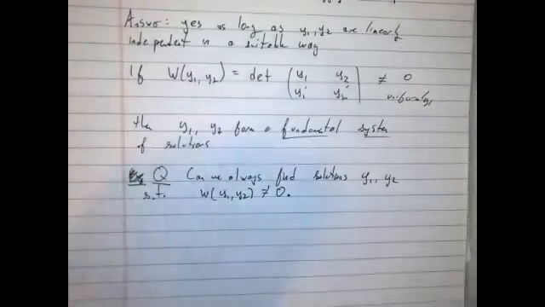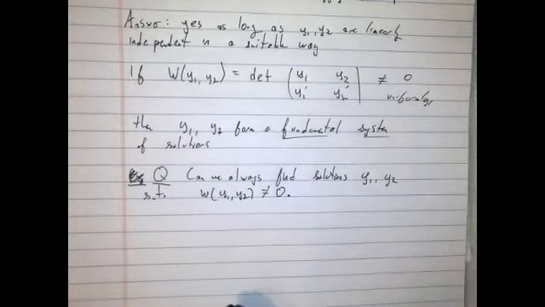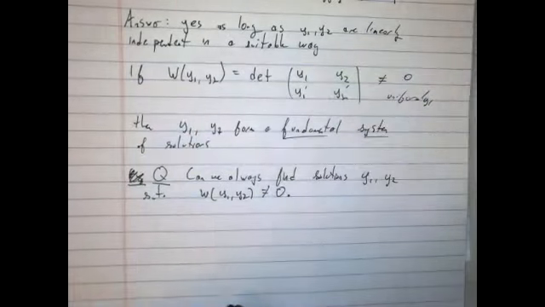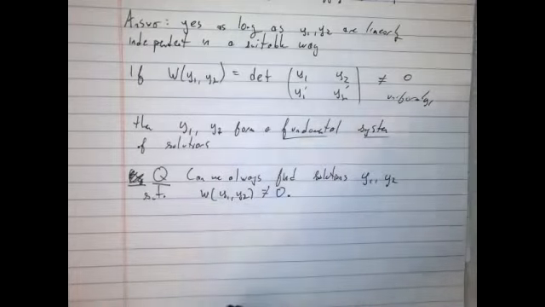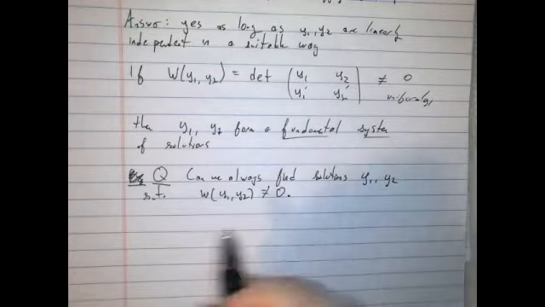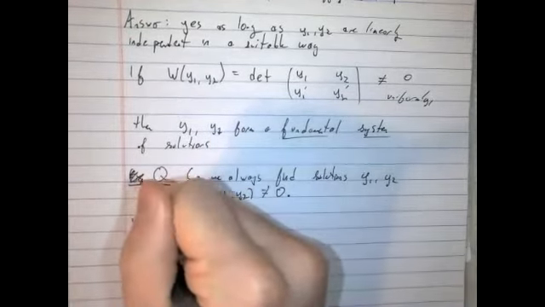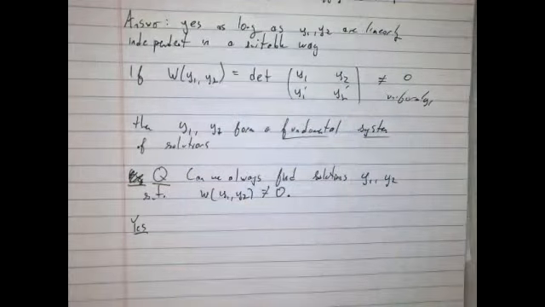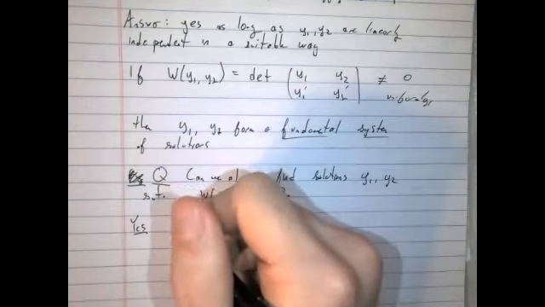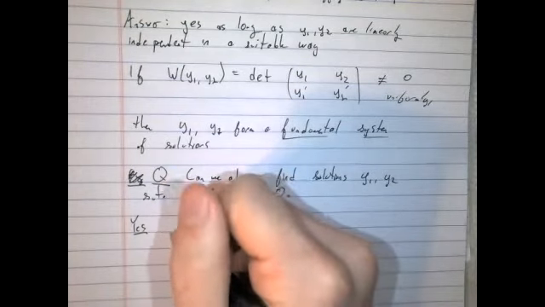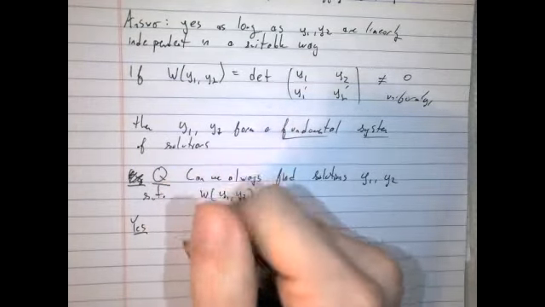We have a very clear understanding of when we get a nice family of solutions. The last question is, can we always find solutions y1 and y2 such that their Wronskian is non-zero, so that y1 and y2 form a fundamental system of solutions? And here the answer is yes. It's once again going to rely on the existence and uniqueness theorems. So the idea is very simple.